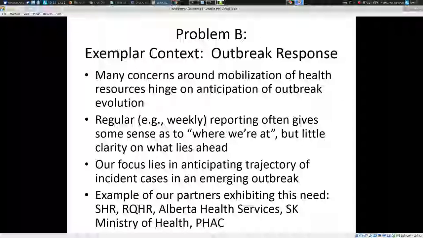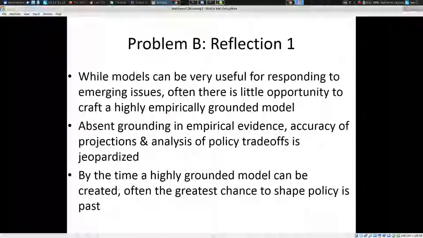A second problem that I want to use to motivate this is the need to respond to unfolding situations. So an exemplar here, not unique, is outbreak responses. Other exemplars could be drawn from other types of public health crises, whether it's natural disasters or clusters of suicides or what have you. And the idea here is that often we may have data coming in about where we're at, say, for an outbreak, but by itself that gives little clarity as to what lies forward. We may have a time series that looks ominous in terms of growing rates, but it doesn't tell us where it's going. And we'd like to be able to anticipate where things are going.